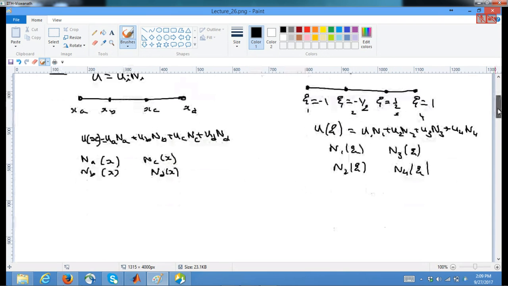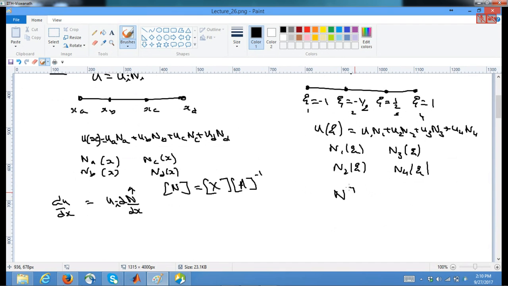But every time, to write du by dx, for example, you need to find it out. And these shape functions have to be determined based on the basis function, where we have shown that N is equal to x times A inverse. This is also the same, where N is equal to ξ times A inverse, but this is static.